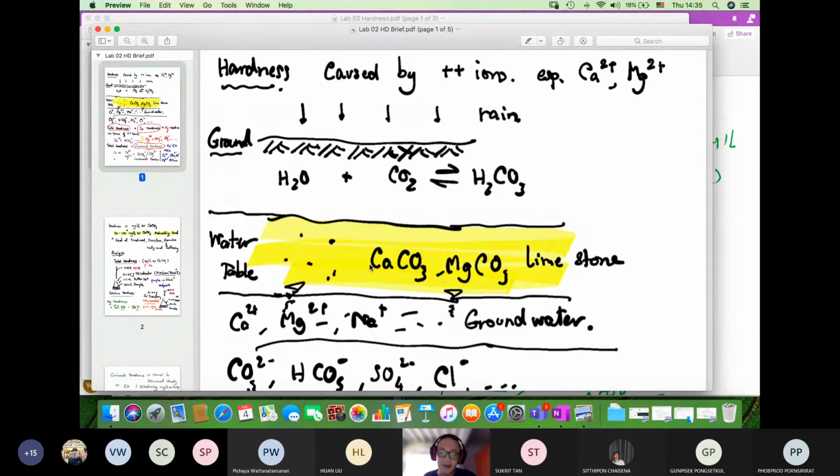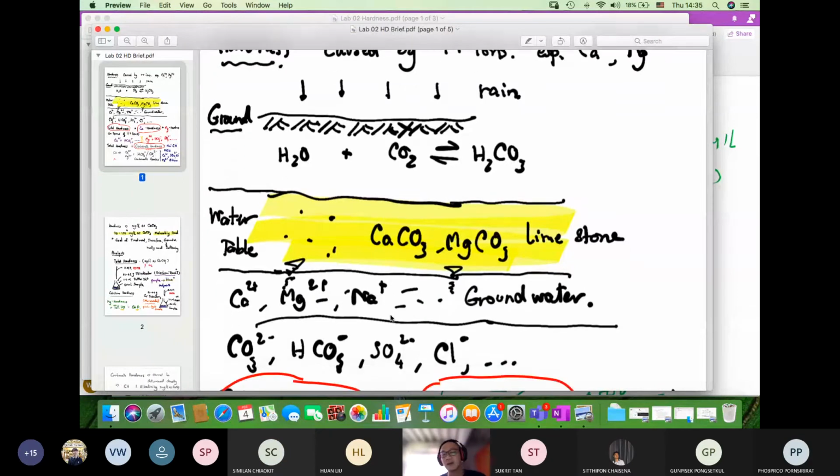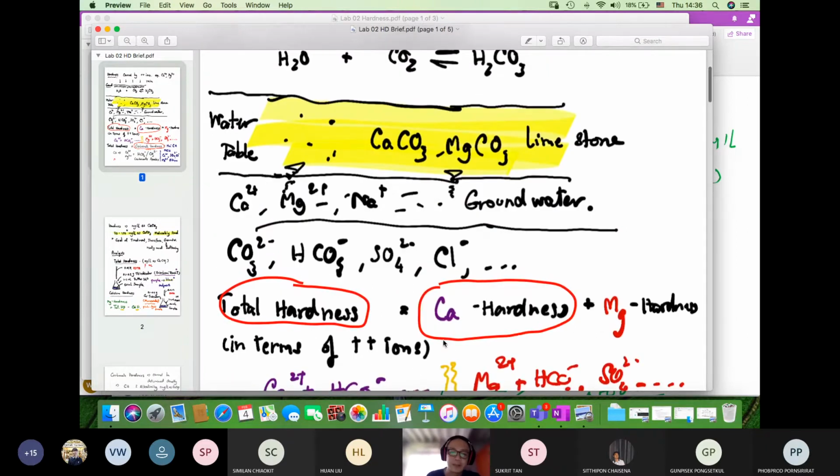Calciums and magnesiums get leached out, becoming the calcium ion, magnesium ion, and probably sodium ion. These ions get dissolved in water and stay as part of the contaminants in the groundwater, as well as the negatively charged ions like carbonate and bicarbonate, and some other negatively charged ions.